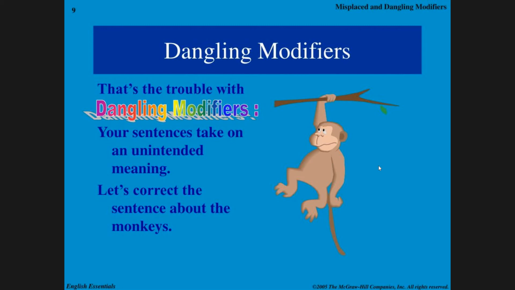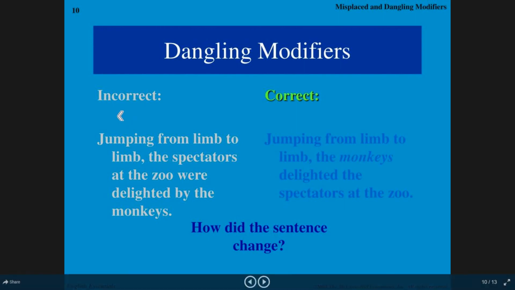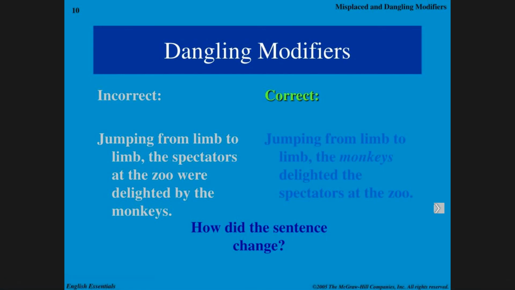So over here, let's correct the sentence about the monkeys. I'm going to tell you the sentence in an incorrect way first. Jumping from limb to limb, the spectators at the zoo were delighted by the monkeys. Of course, no, here is the correct one. Jumping from limb to limb, the monkeys delighted the spectators at the zoo. So we corrected the sentence to be in a correct form, not in a dangling form.